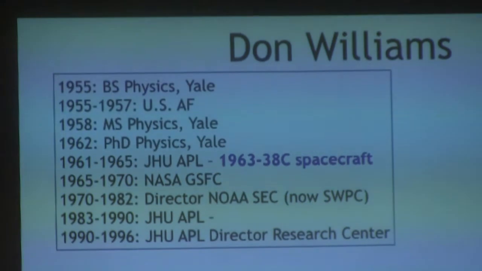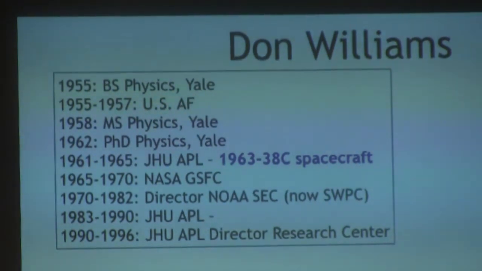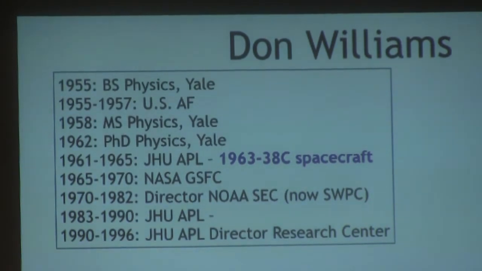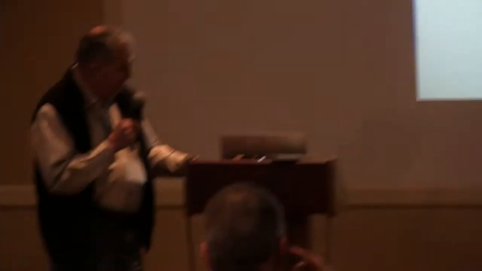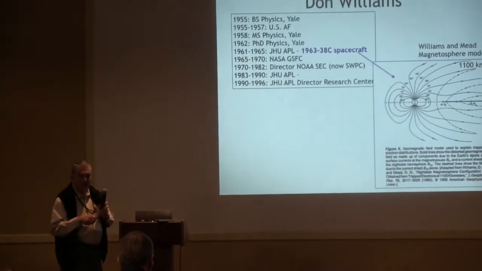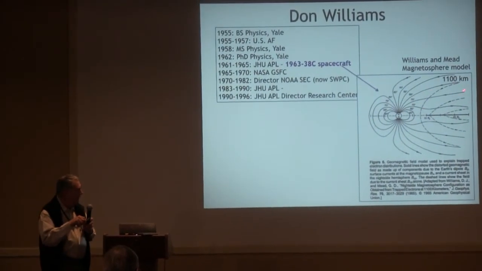When he was at Hopkins Applied Physics Lab, he was involved with the particle detector on the spacecraft 1963-38C. Those of you who are old enough remember that. It was a very famous spacecraft, had a tremendous amount of publications resulting from it in studying the electrons at low Earth altitude, 1,100 kilometers, circular orbit, polar orbit spacecraft. In fact, one of the most important things that came out of that was the Williams and Meade magnetospheric model, using the electron data only at 1,100 kilometers.